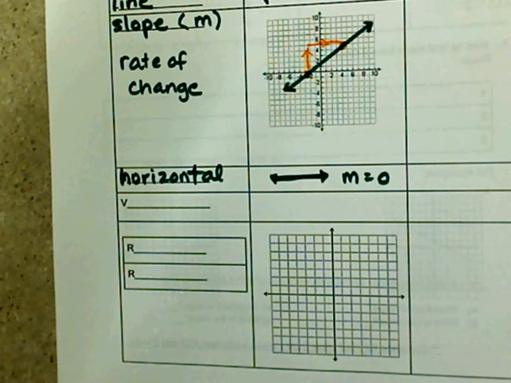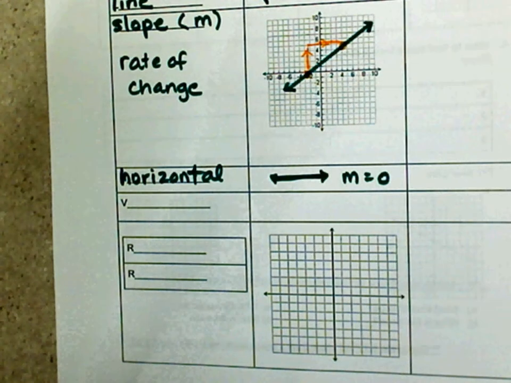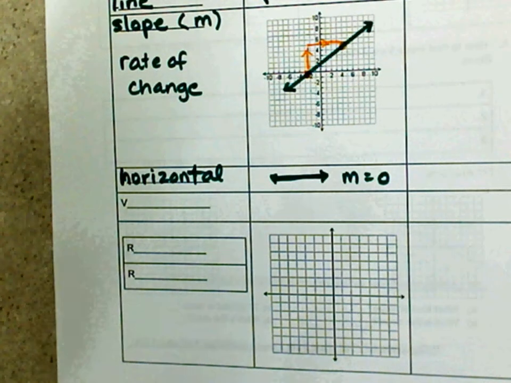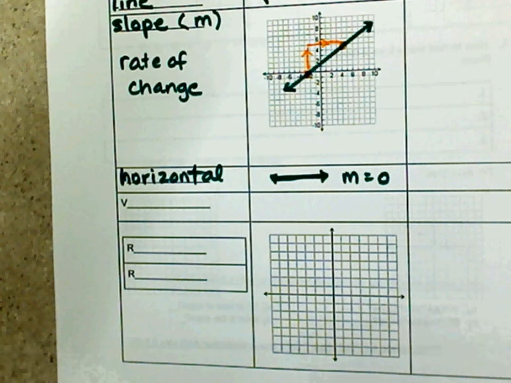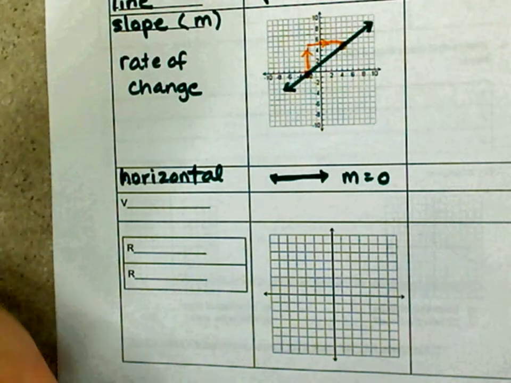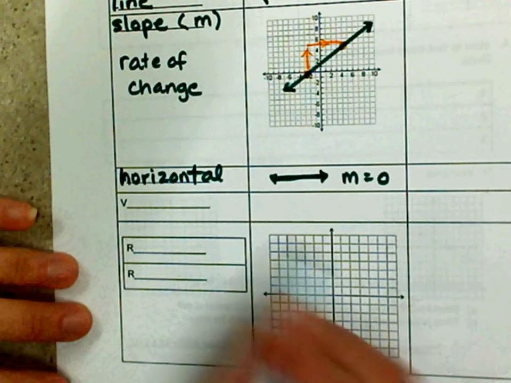What if I grab 5 items? How much is it going to cost me? Everything is free. If I grab 5 items, how much? 0. What if I grabbed 15 items? 0. Do you see how there's no change? It never went up, right? That's horizontal. Next one is vertical.